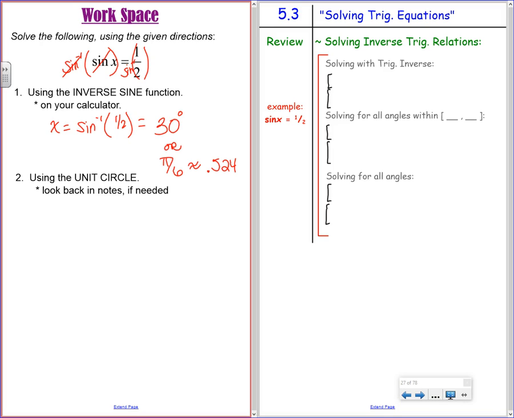But here's the point, guys. Each of these represent how many places in the unit circle? Even though there's two different answers, how many locations? Just one, right? Just 30 degrees. Just pi over 6. One location. So inverse sine is always going to give us just one location, just one angle, right there. Unit circle. How would you locate this question in the unit circle? What would you be looking at to answer it?